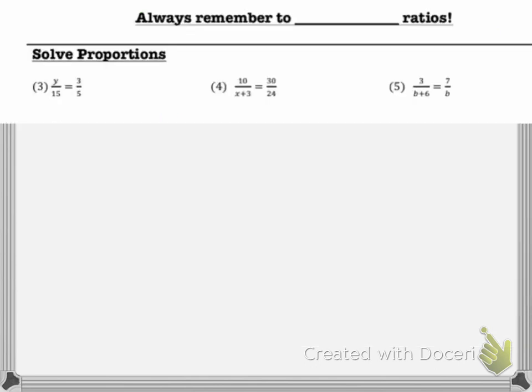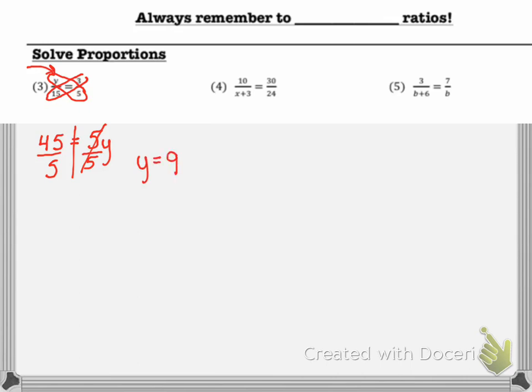So when solving, like I said, we can use the fact that their cross products are equal to each other to solve for a missing piece. So in number 3, I'm trying to solve for y. I would start by cross multiplying. So 15 times 3 is 45. And then I set that equal to 5 times y, so that would be 5y. Ironically, this is one of the examples I wrote down. So I would go ahead and just divide both sides by 5, so that y is then equal to 9.